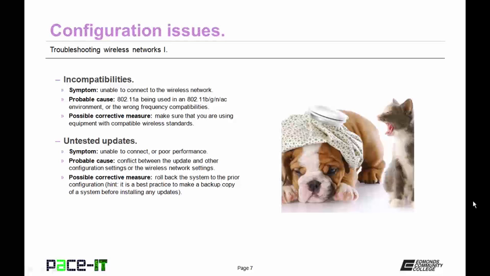Untested updates can also cause a configuration issue. The symptom again is the user is unable to connect or there is poor performance. The probable cause is a conflict between the update and other configuration settings or the wireless network settings. The possible corrective measure is to roll back the system to the prior configuration. Here's another hint. It is a best practice to make a backup copy of a system before installing any updates.